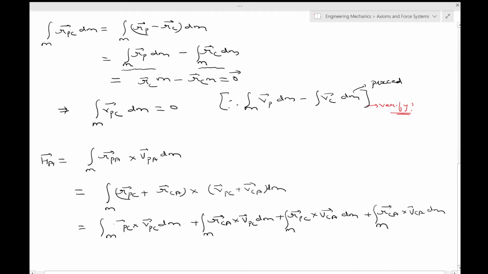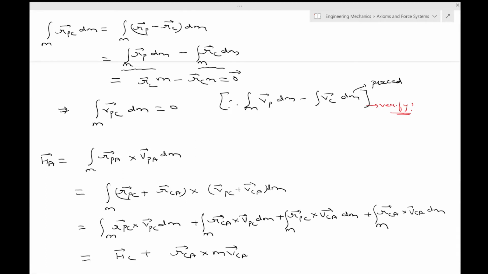This is RPC. Okay. Now this is finally written as equal to H about C plus RCA cross MVCA. Okay. How do we do that? Let's see. So VPC dm integral, this quantity is 0, so this integral will move in.